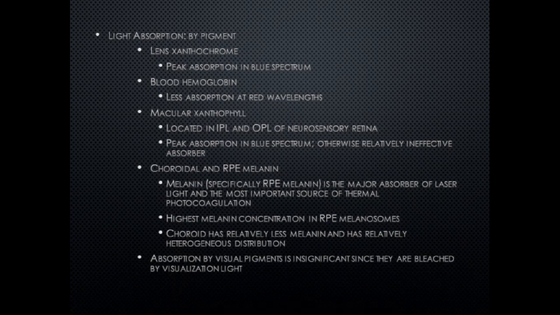Blood hemoglobin has less absorption of red. So if you have a patient with a vitreous hemorrhage and they have a retinal tear in the periphery, you might pick a red diode laser that you have in clinic versus a green light laser, which is most commonly used. Argon green is a very common laser, but if you have both, I would pick the red one. The red light is less absorbed by hemoglobin.